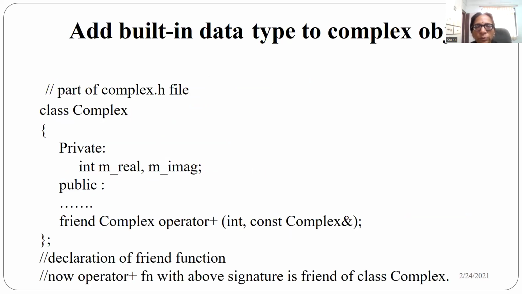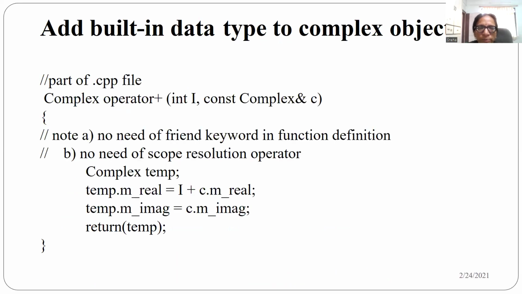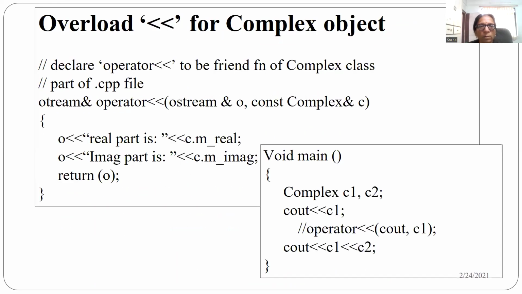Add built-in data types to a complex object. Part of the complex.h file: class complex, private: integer real, integer imaginary; public: friend complex operator plus (int, complex), the declaration of the friend function. Then operator less than for the complex object can also be written. So the same thing is there in this case, only the less than operator is used for the complex object.